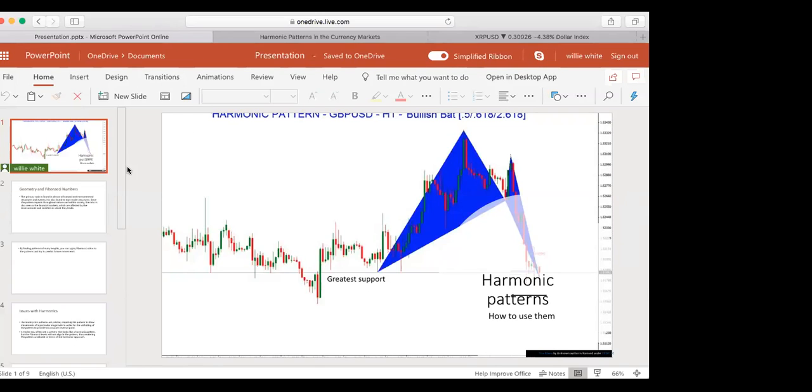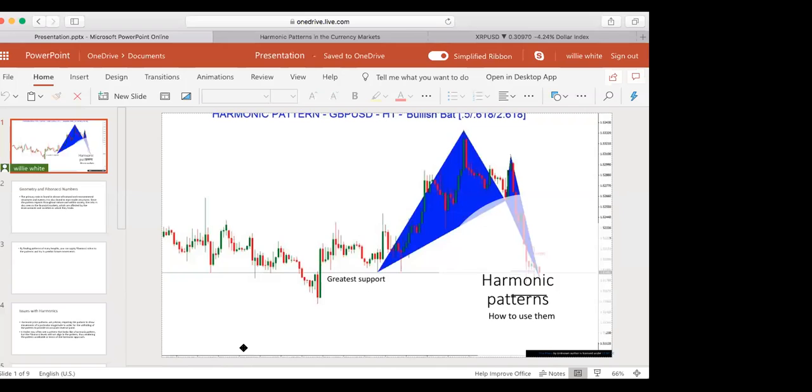All right, so we're going to be talking about harmonic patterns and how to use them. So for the first picture on this slide, well, usually, let's start with this.